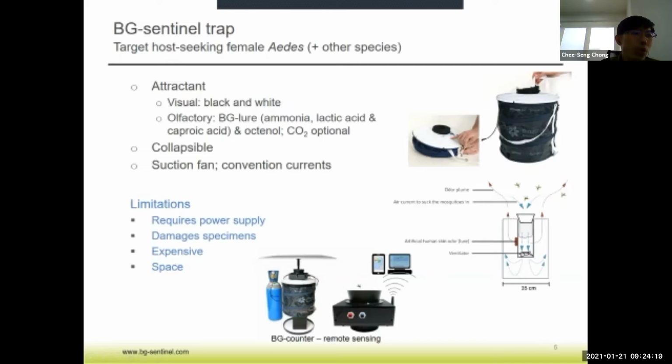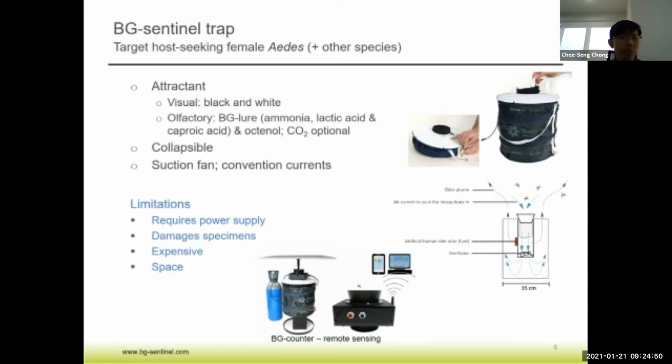One thing to note is that it requires a power supply. To operate the suction fan, you definitely need a power supply. It can be in the form of a 12-volt battery, like a car battery, for instance. Or you could connect it to a more stable power supply if you can. For the BG trap, which I will discuss later, you are in a lot of outdoor environments where you do not have the luxury of power. So sometimes you can actually use a solar panel and so on.